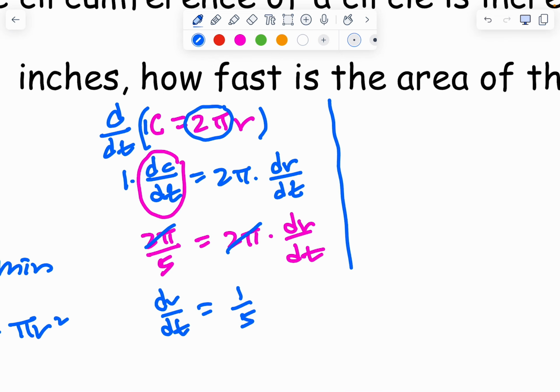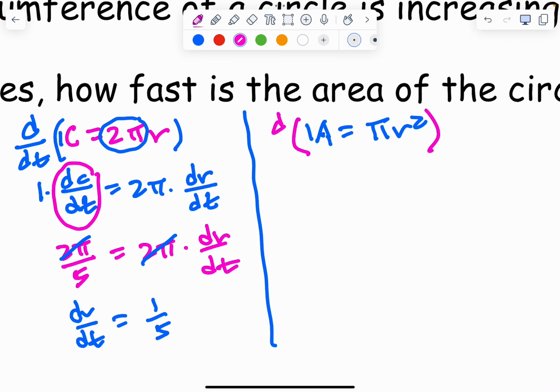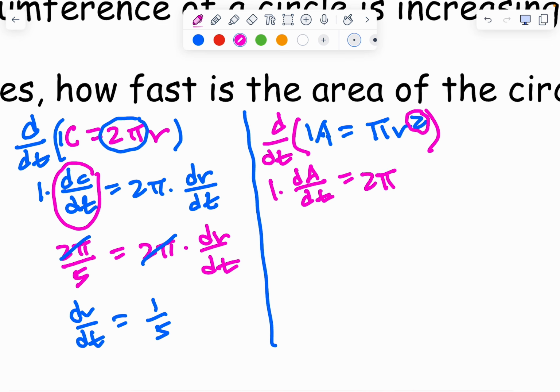So I'm going to draw a little bar to say, hey, here's my second one. So we have 1A is equal to pi r squared. Okay, let's read this as the derivative of the given function with respect to t. What's the derivative of 1A? 1. What do I need after that? dA over dt. Now, when I bring the 2 to the front, I get 2 what? 2 pi r, and that was d what? r over dt. So now let's see if I have everything I need.